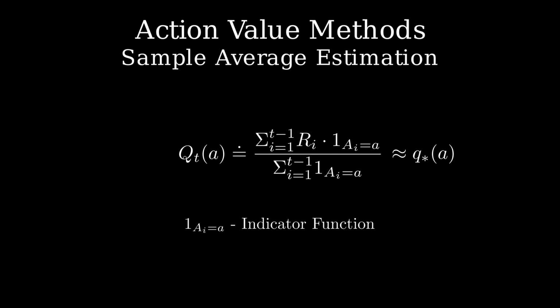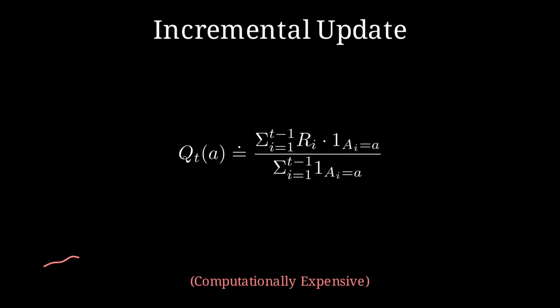The sample average method provides reliable estimates of action values, but it requires storing all past rewards and recomputing the average at each step. This becomes computationally expensive as the number of actions and steps grows. Instead, we can use an incremental update method to compute action values more efficiently. Rather than recalculating the entire average, we update the estimate incrementally.